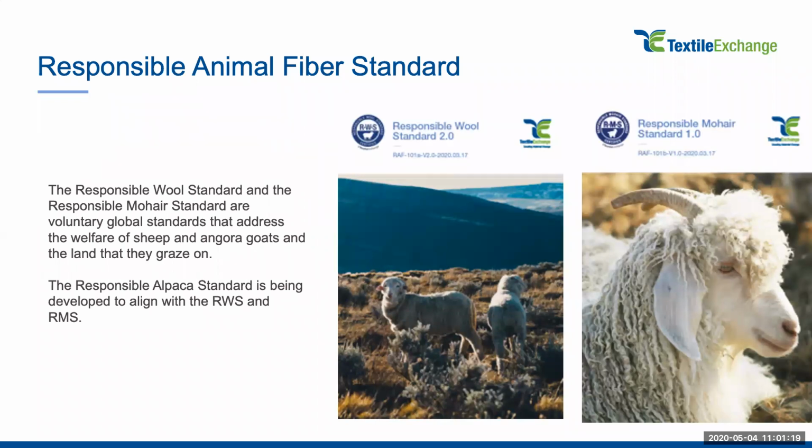So for those that are not aware, Textile Exchange has developed a standard for wool, the Responsible Wool Standard, which was released in 2016. And over the past year, we've been working on developing the Responsible Mohair Standard, which was released in March this year. And the work to develop the Responsible Alpaca Standard is being done in a way that aligns with the RWS and the RMS. Next slide, please.